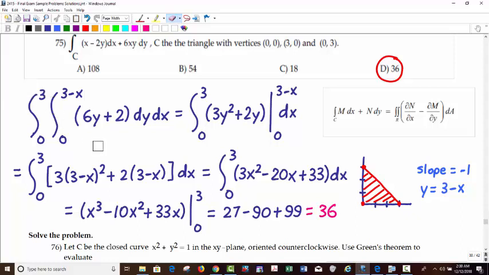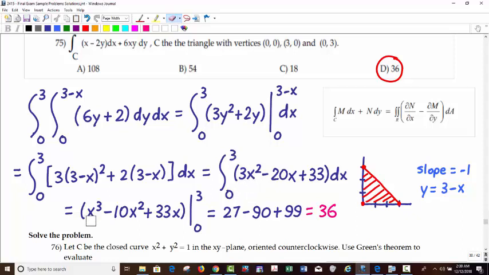So let's see. Okay, you see we have 3 times 3 minus x squared plus 2 times 3 minus x. I'm not going to explain all the algebra here, but if you square the binomial, distribute, and combine the terms, you should end up with this right here: 3x squared minus 20x plus 33. And then we take the antiderivative of that and evaluate it at 3 and 0.